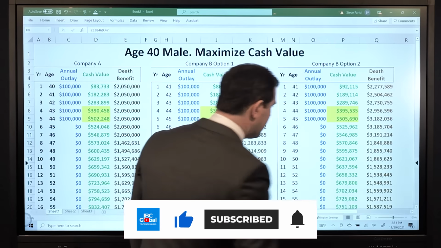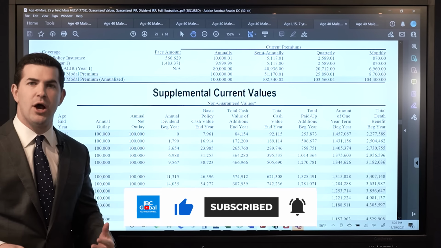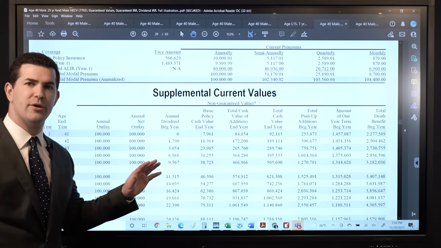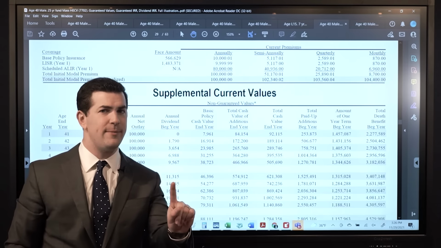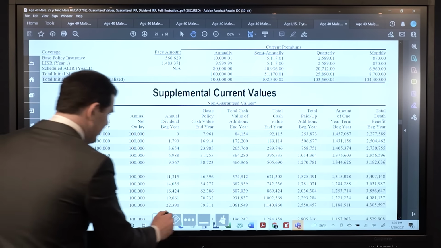So, where is your money going? So going back to the whiteboard, money can go where? Toward the insurance premium or toward PUAs. Premium, insurance expense, PUAs, cash dumping. Where do I find that on an illustration?